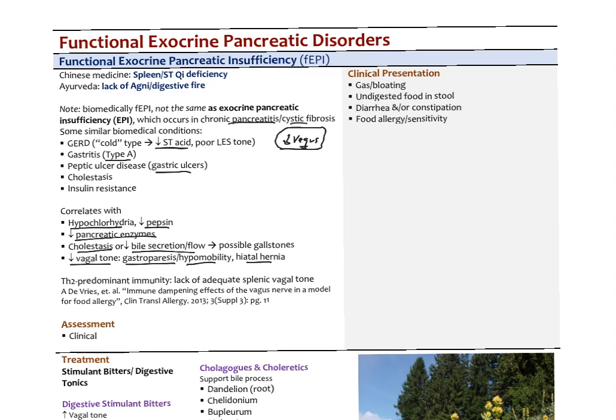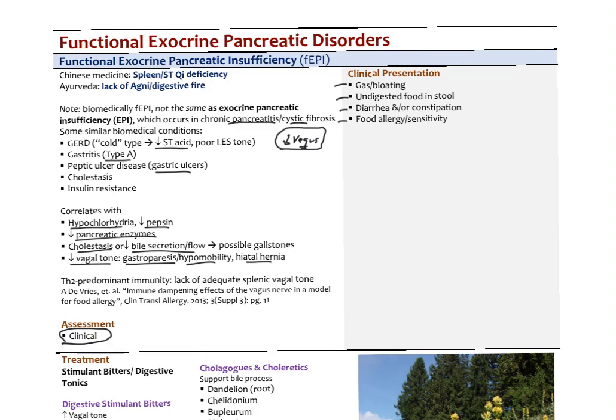There is no real test for this. This is a clinical assessment based on history, based on how the patient presents. That might present with gas and bloating, undigested food in the stool, lots of diarrhea, constipation, again, potential food allergy or sensitivity, and maybe some degree of malabsorption and malnutrition from that.